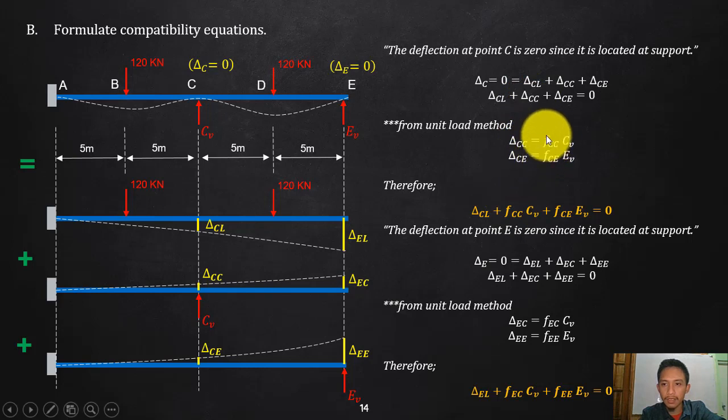Which is why instead of having that deflection at C due to redundant C, you will be breaking down into unit deflection and then multiply to the force, and then later on also your unit deflection due to your redundant at E, and then of course multiply that one with your EB. Okay. So the same will happen in these two equations.